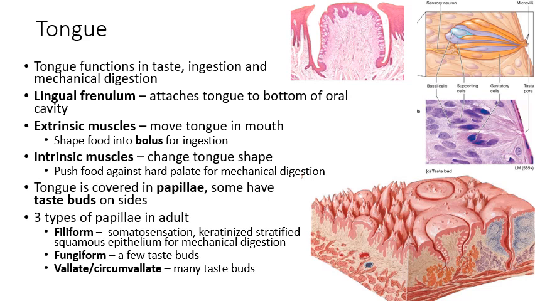The upper surface of the tongue is covered in little bumps called papillae. So those are not actually taste buds, those are papillae. Some of those papillae have taste buds on their sides, but actually most of them do not. You have three different types of papillae as an adult. Most of your papillae are filiform papillae, so those would be all the littlest ones that you have commonly kind of in the front.